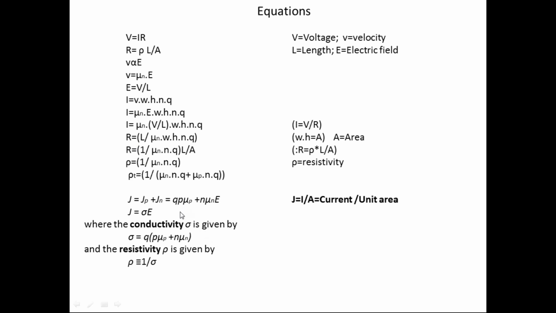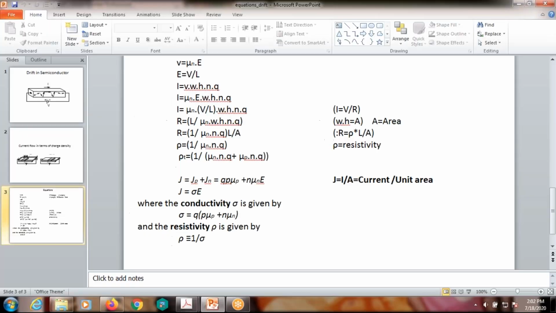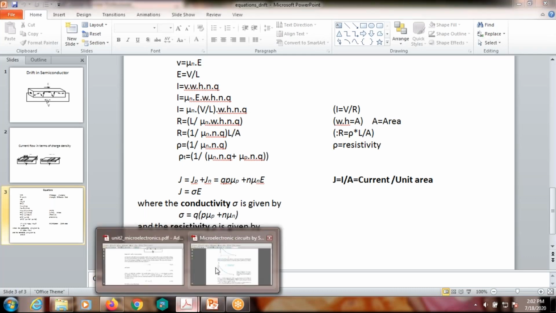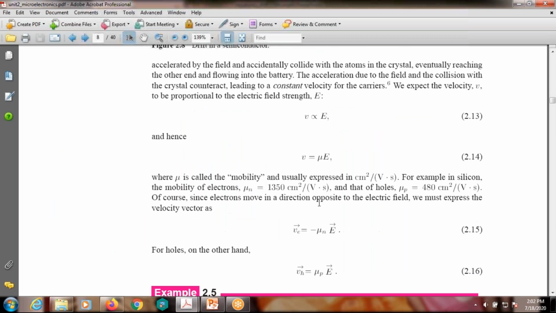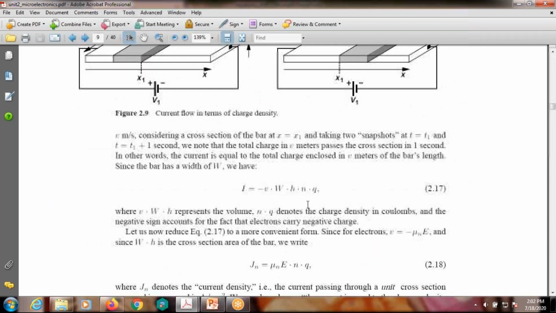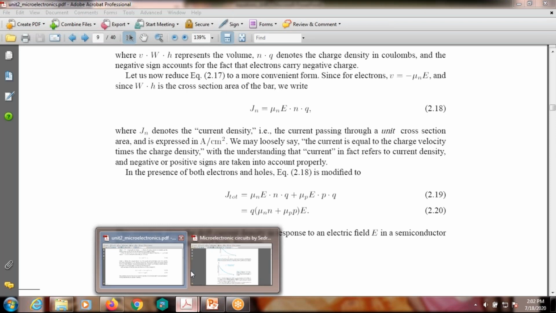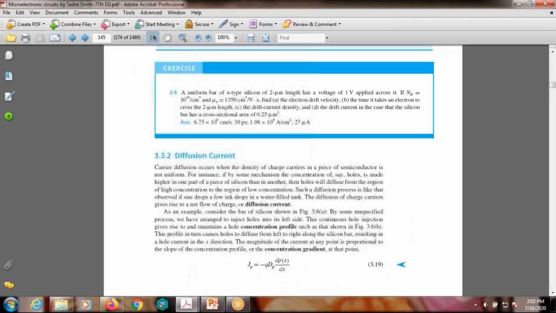And in that, drift current due to electrons as well as holes. So remember the drift current and observe here. Okay, and finally, this one. Total drift current in the circuit is Q into mu n into n plus mu p into p into E, right? That is the total drift current.